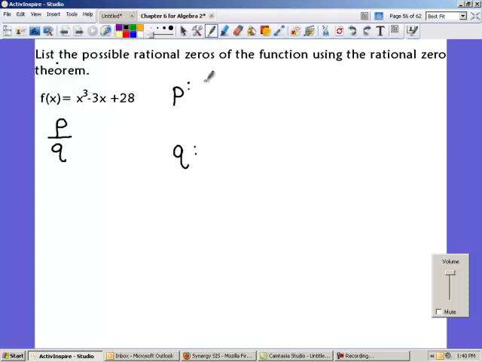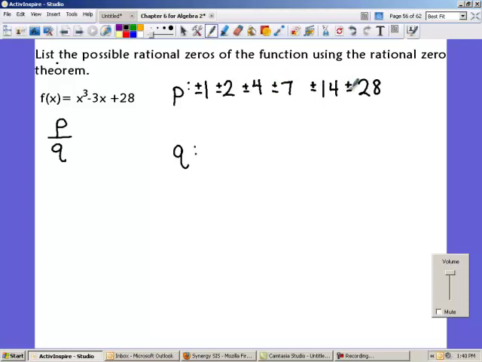So 1 and 28. Those are factors of 28. 2 and 14. 4 and 7. And so those are all the factors. What we're going to do is put plus minus on all of these, because we know that two negatives also make a positive 28.